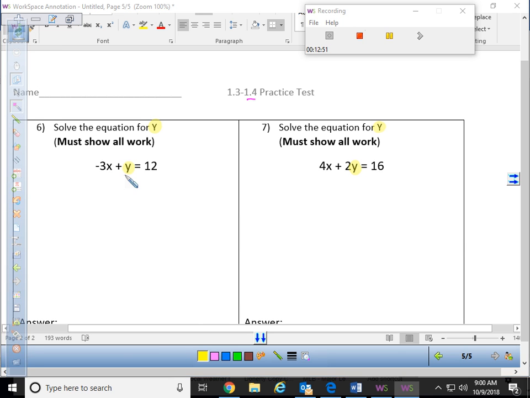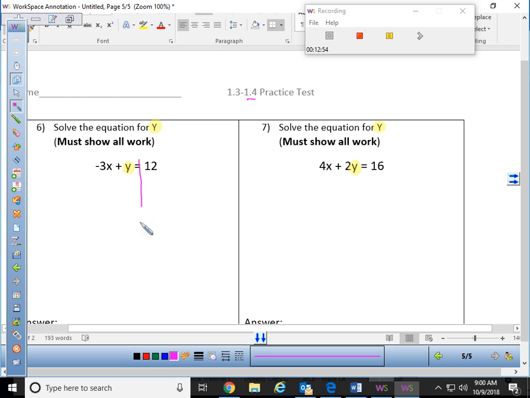All right, so let's go ahead and take a look at it. Now, the first thing I'm going to do is ask, what's connected to this y that I want to get rid of? Yeah, it's this negative 3x. And how do I get rid of a negative 3x and make it go away? I just add 3x to both sides. Now, when I do that, these eliminate to 0, and I don't need to write that 0. Y is by itself, and that's what they asked us to do, right?